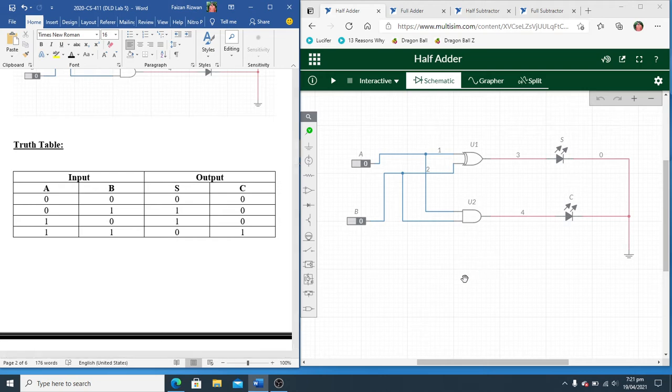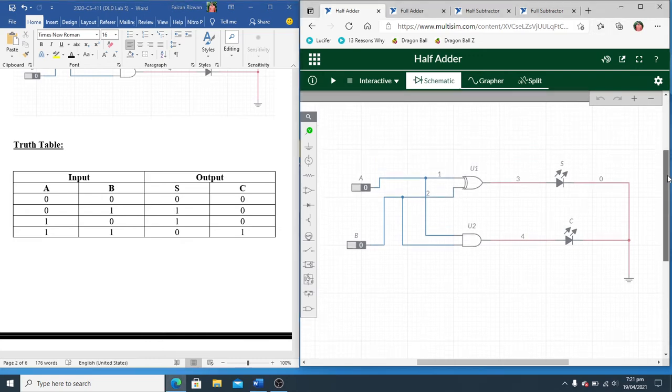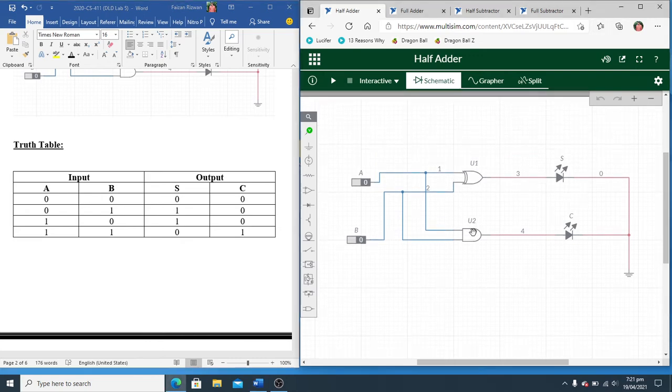Today we are going to simulate binary adder and subtractor. So here is the half adder. It consists of a XOR gate and an AND gate, two LEDs, and that's the input. So we will check the input. First of all, we will simulate it.